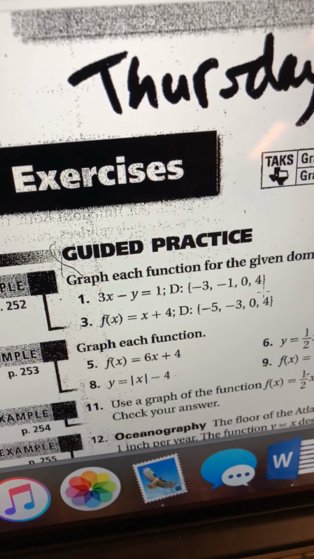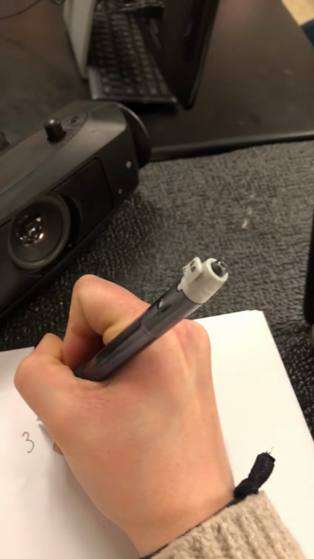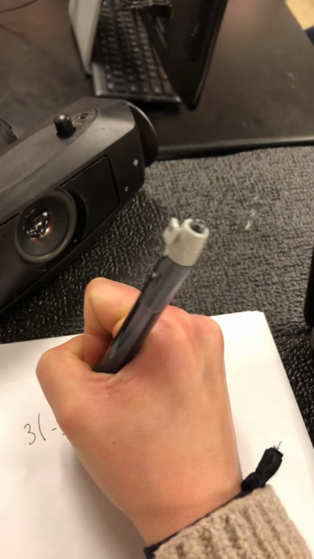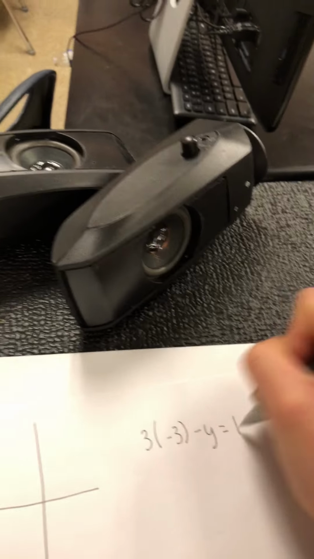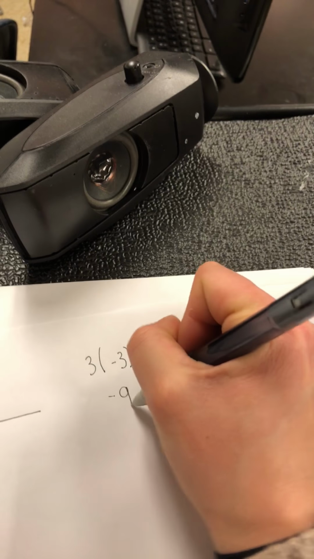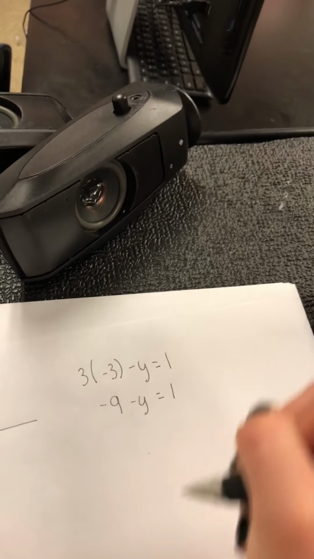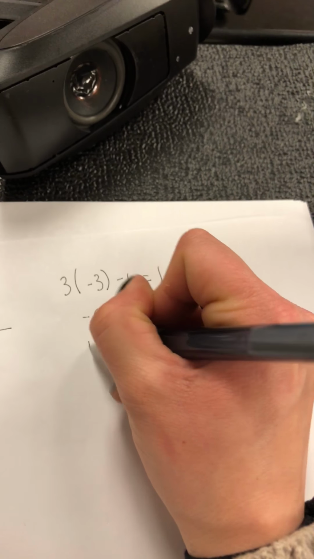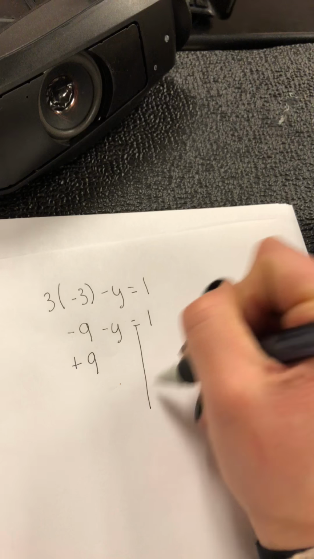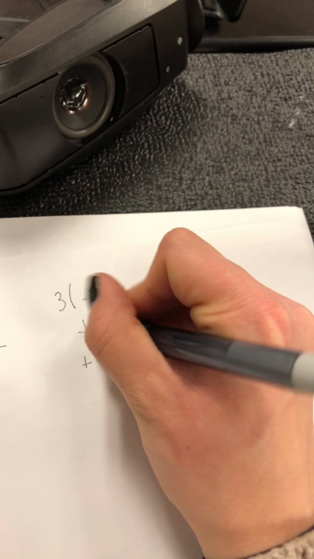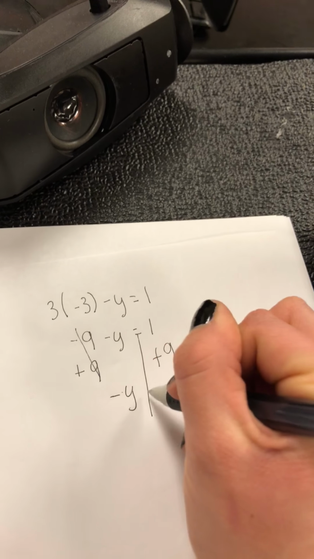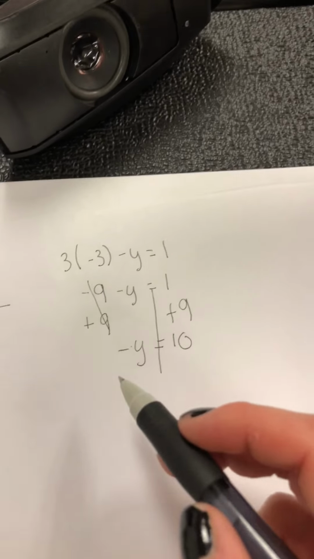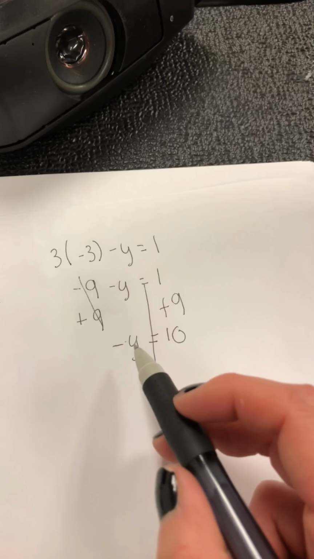can find my y. So the first one is -3. So I have 3 times -3 minus y equals 1. 3 times -3 is -9 minus y equals 1. Go ahead and perform that inverse operation so I can move my 9 to the other side. What I do to one side, I have to do to the other side. -y equals 10. Now, -y is not close enough to y, so I need to change this to a positive y.